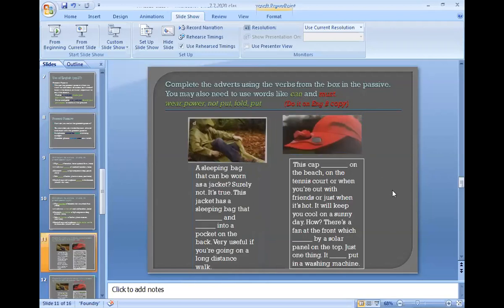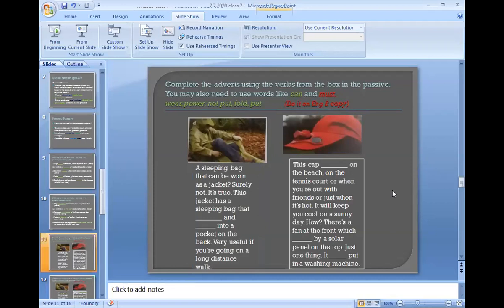Cap. This cap dash on the beach. Its answer is also the same. Can be worn. Must could not be the answer. Must put, P-U-T, put. Okay. So on the beach, on the tennis court, or when you are out with friends, or just when it's hot. It will keep you cool on a sunny day.